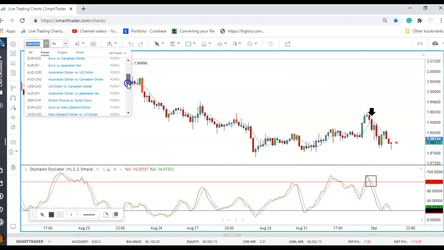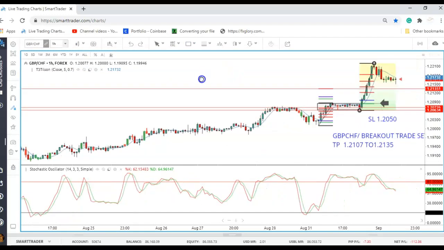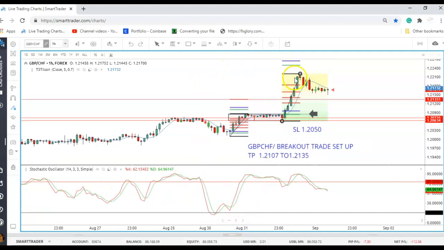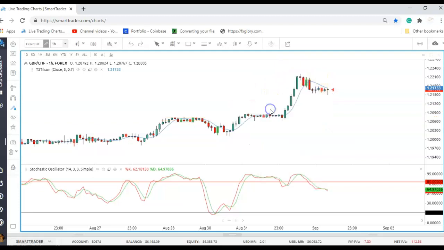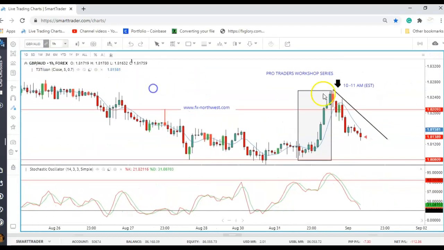So the pound, and here's pound Swiss. We took the breakout trade here at 120.50, rode it all the way up to the extensions, and there's the 10 o'clock retracement trade. A nice evening star on a 1 hour chart, and even if you were late on this trade, you would have still made money on this one going down. And I think that's it.